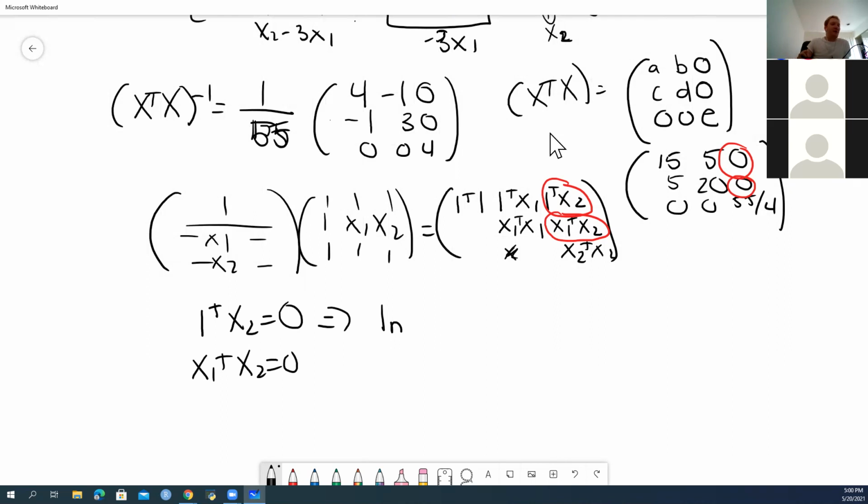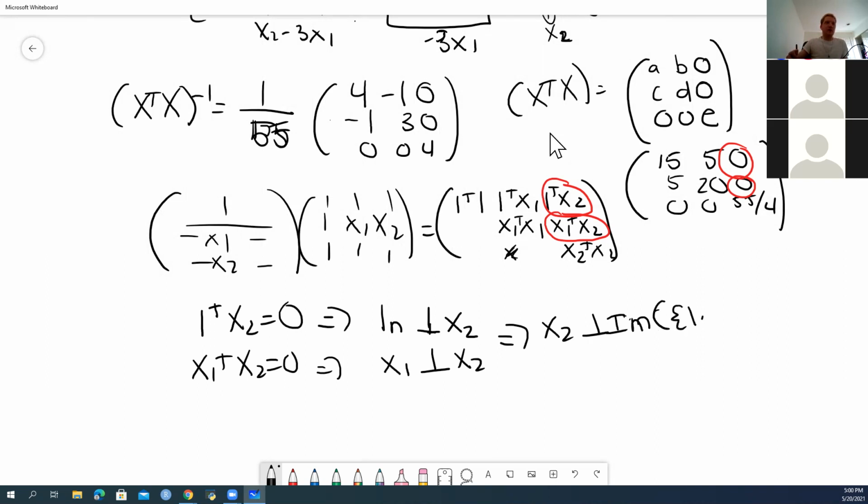So anyway, that means that the 1 vector is orthogonal to X2, right? Because the definition of orthogonality is that the inner product is equal to 0. So if 1 transpose X2 is equal to 0, then clearly 1 is orthogonal to X2. And this again also implies that X1 is orthogonal to X2. Therefore, that implies that X2 is orthogonal to the image or the span of 1, X1.